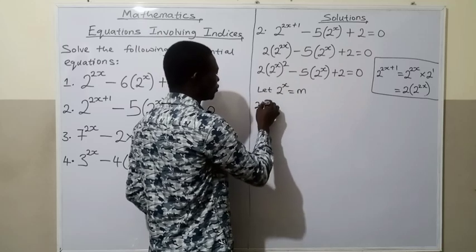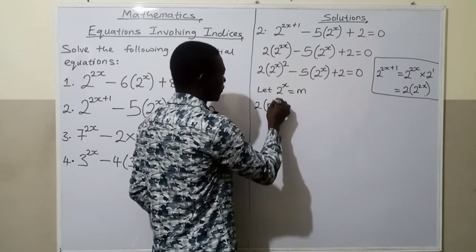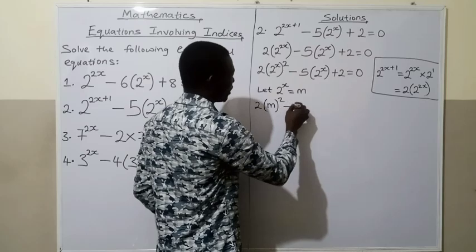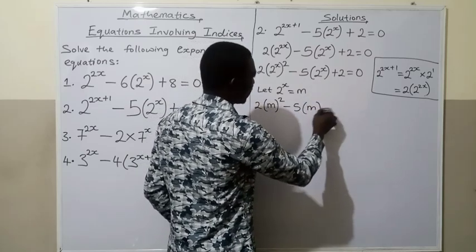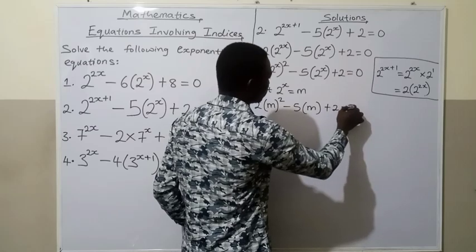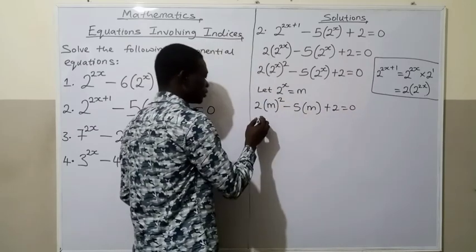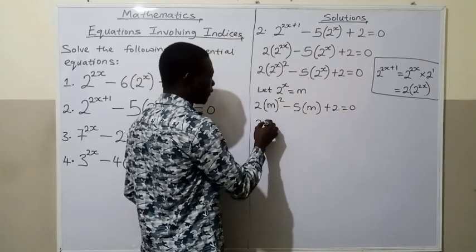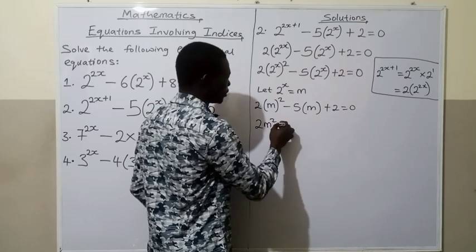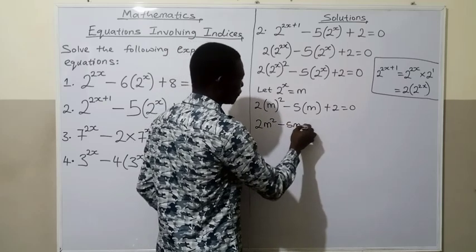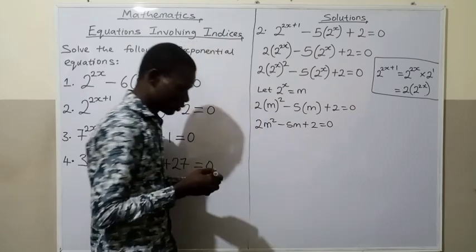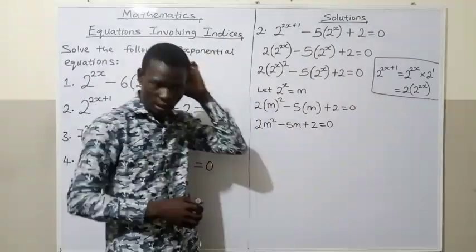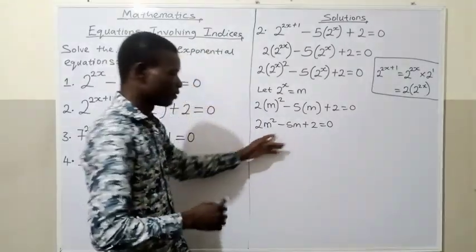So this becomes 2 open bracket m and then raised to power 2 minus 5 open bracket m in the place of 2 raised to power x and then plus 2. This is going to be equals to 0. So simplifying, we're going to have 2m squared minus 5m plus 2 equals to 0. So what do we do? This has become a quadratic equation and we need to solve this quadratic equation.